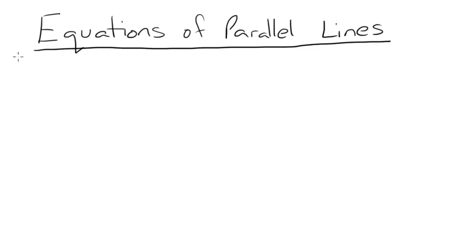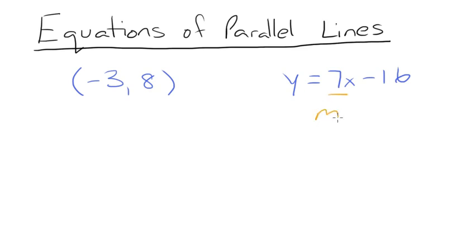Let's try one more example together before we go. Find the equation of a line that passes through the point (-3, 8) and is parallel to the line y equals 7x minus 16. First, determine the slope of the new line. It will be the same as the slope of the given line, so the slope is 7, m equals 7.